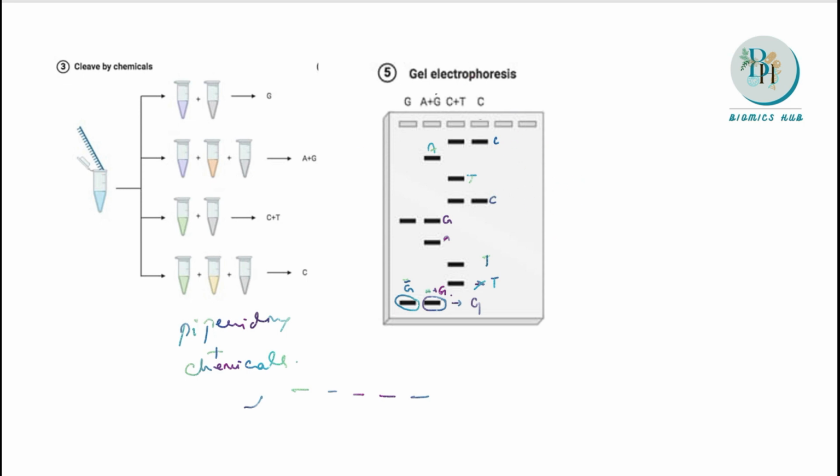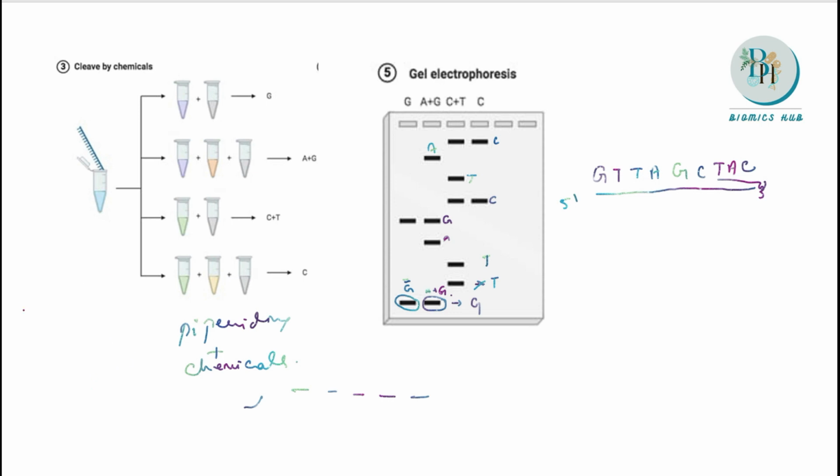So the sequence here is G, T, T, A, G, C, T, A, C. As we discussed in Sanger sequencing, we were getting the complementary strand. Here in Maxam-Gilbert sequencing we are not getting the complementary strand. We are getting the original strand. It is in the 5' to 3' direction.